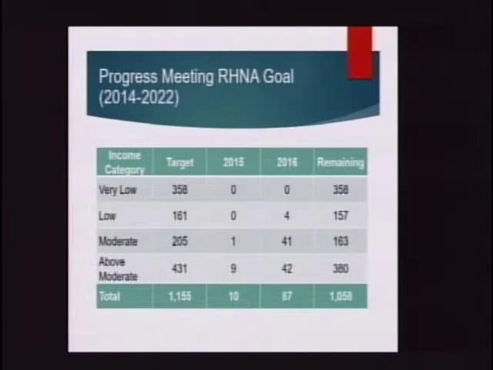How does this compare with the prior cycle? The prior cycle was 2007 through 2014. At that time, our RHNA goal was 1,252 units. During that particular past period, we produced 764 units, about 61% of our goal.